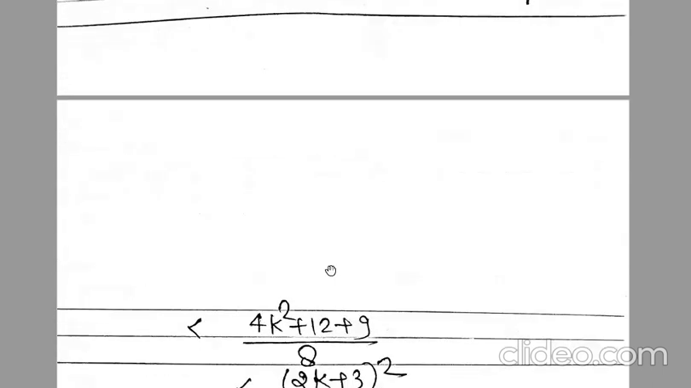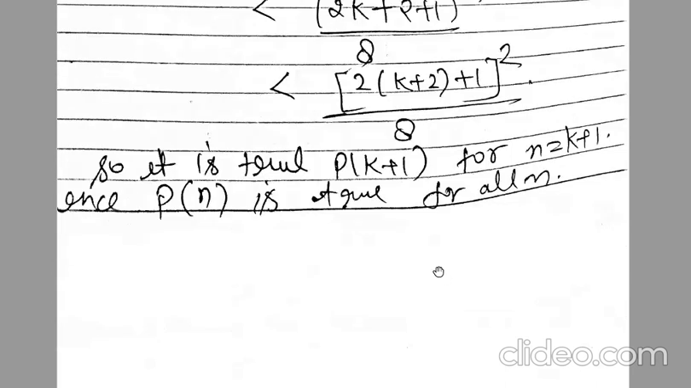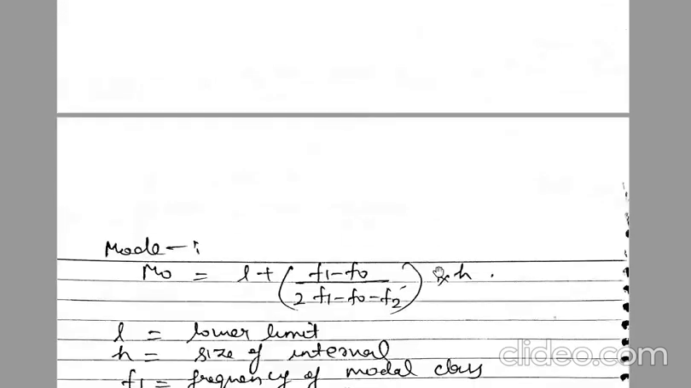Now just open it and solve this. Then you will get less than 4k square plus 12k plus 9. Then you can solve this and write it as (2k plus 3) whole square. 2k plus 3 you can write as (2k plus 2 plus 1) whole square. Then 2 is common, (k plus 1) whole square, right? There is 1 here. So we can see that this is also in the form of Pk. So it is true for Pk plus 1. Hence Pn is true for all n, right?